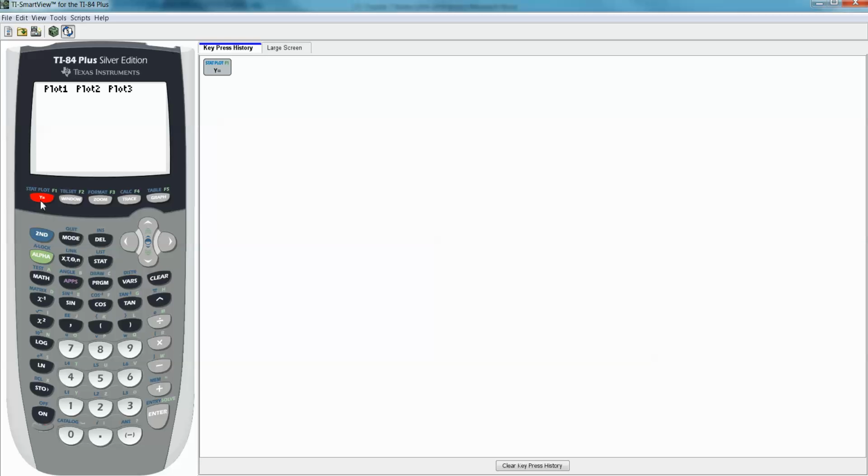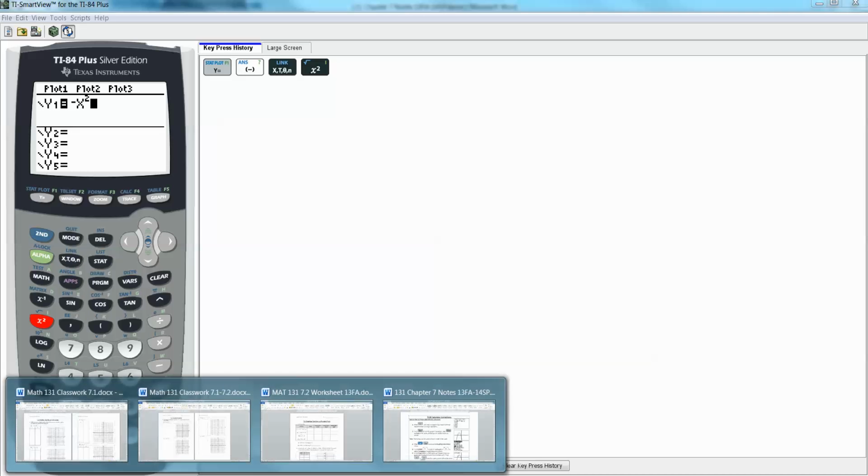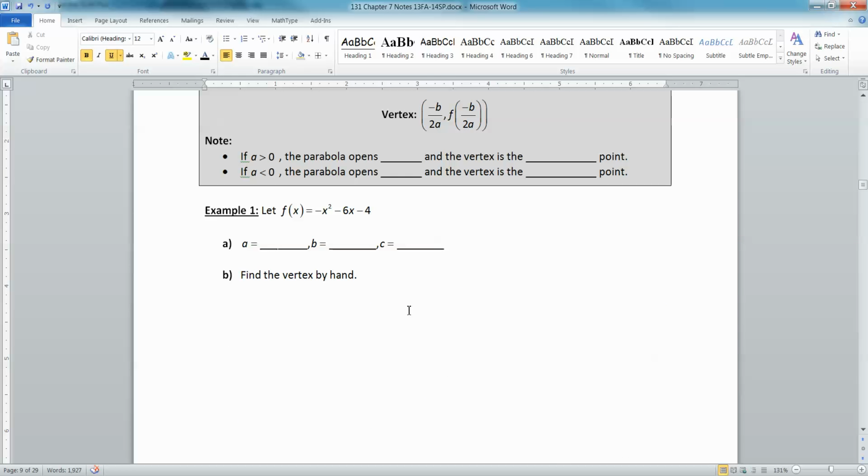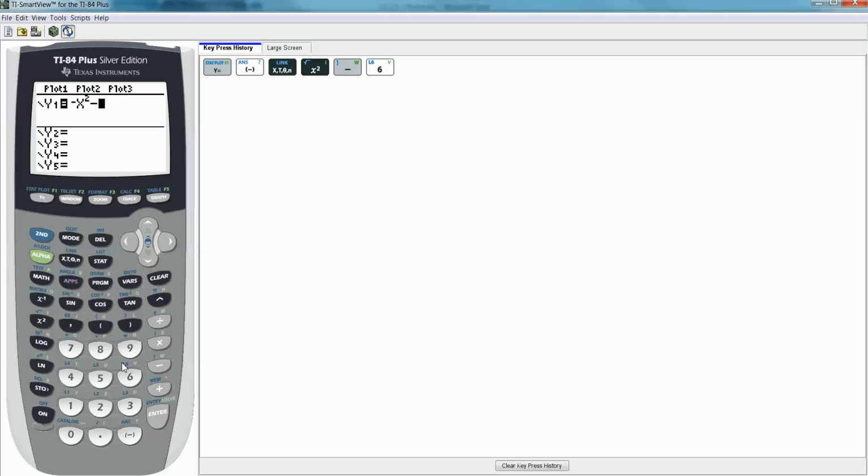All right, so the first thing I'm going to do is go to Y equals. I'm going to type in my equation, which was negative x squared minus 6x minus 4. And just a little reminder, the negative in front is not a subtraction. It's a negative, so you have to use that little parentheses negative button down at the bottom. All right, so I've got that in there. I don't actually have to press enter, but I did it. And then I press graph, and I hope that it's on screen.